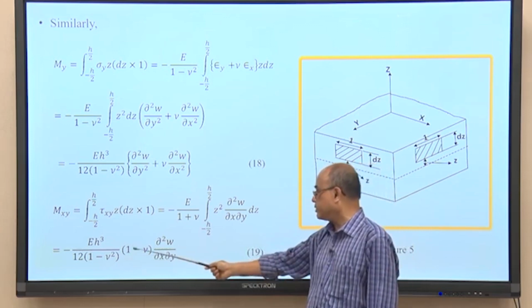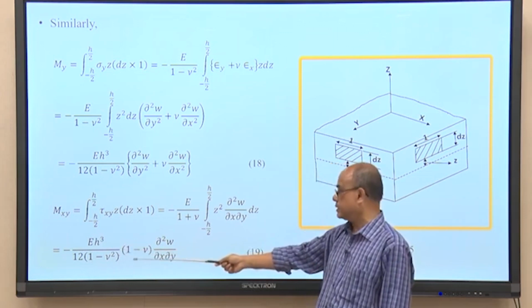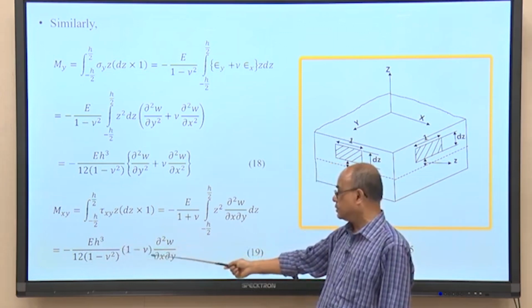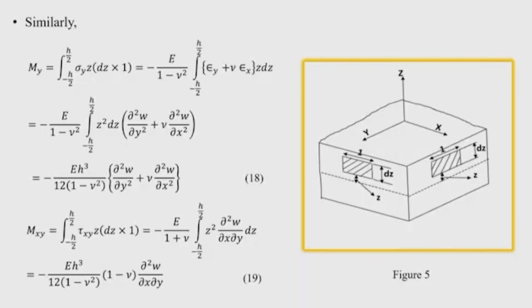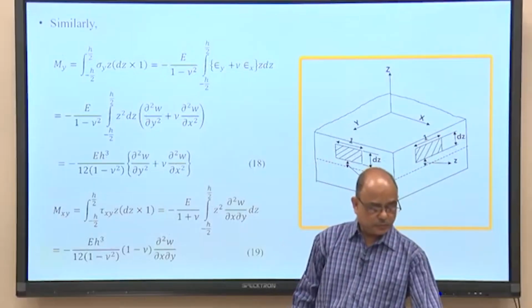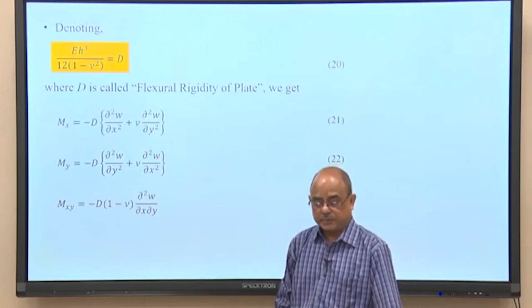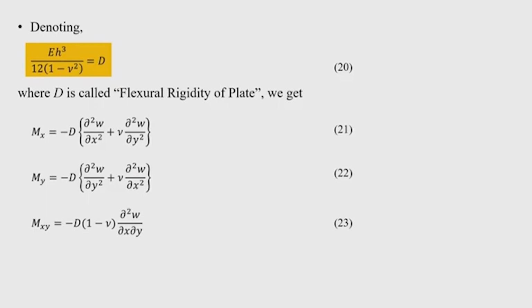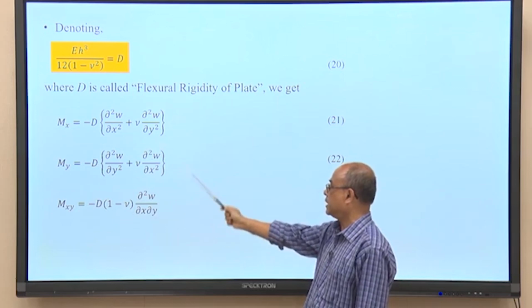This expression can be simplified because 1 minus nu square can be written as (1 plus nu) into (1 minus nu). After simplification, and denoting E h cube by 12 (1 minus nu square) as the flexural rigidity of the plate with notation capital D, we can now express all the important stress resultants, the bending moments mx, my and mxy, as this.